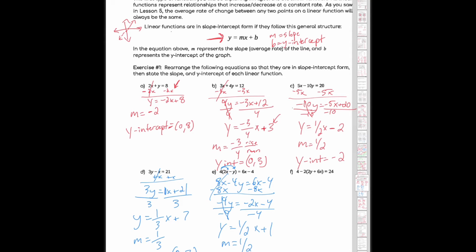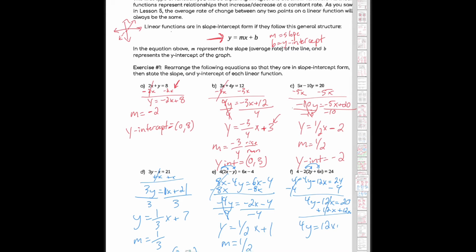And the last one here might take a little bit longer. We have to distribute first again, this 2 here. So now we have 4 minus 4y minus 12x equals 24. The next thing I do here is I have to get y by itself. So let's go ahead and move over the 4 first. So minus 4, I get negative 4y minus 12x equals 20. The next thing I'm going to do is add the 12x.